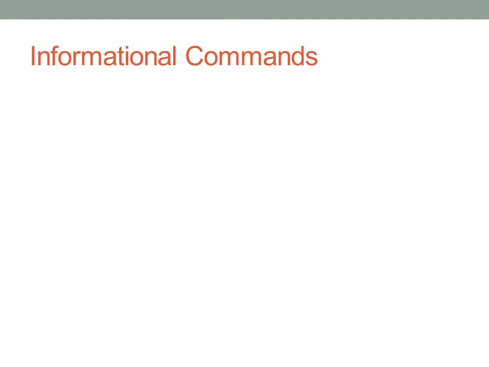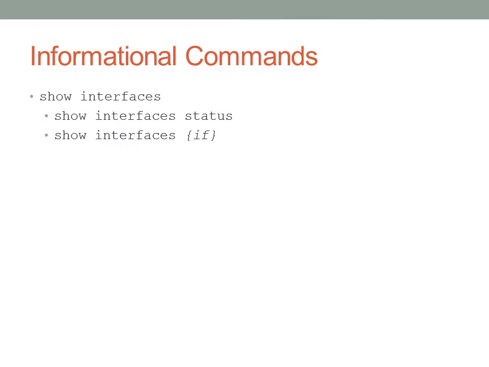There are some informational commands that you should probably be aware of. These are commands you can just run in enable mode. These are very useful for troubleshooting the different commands that we just discussed. Show interfaces is a very common one that you'll see. And for short, show interfaces status. This will just show some brief status information for the entire switch.